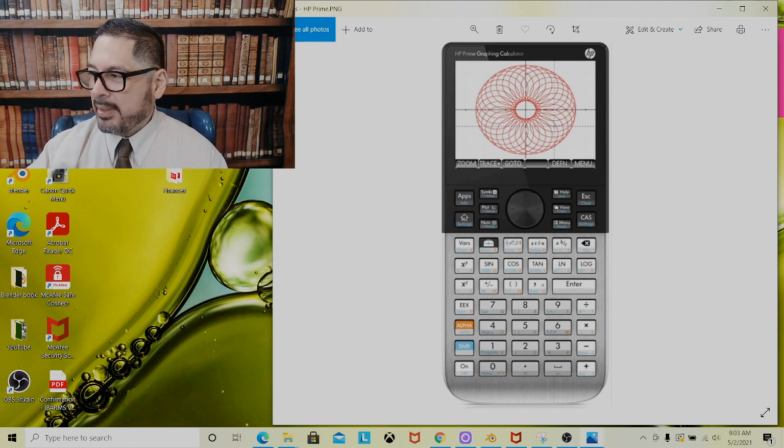It has a pinch zoom. You can pinch to zoom in or pinch in. It's a cool calculator. I really like it, to tell you the truth.